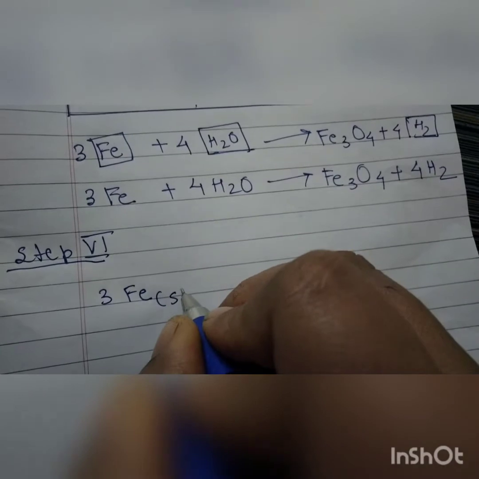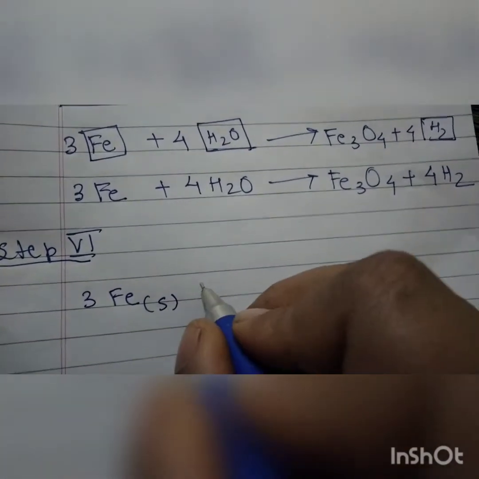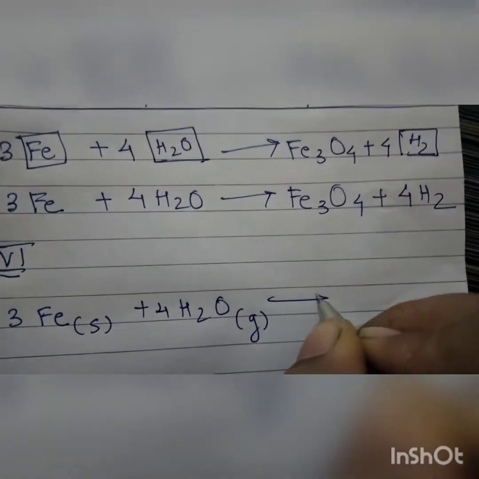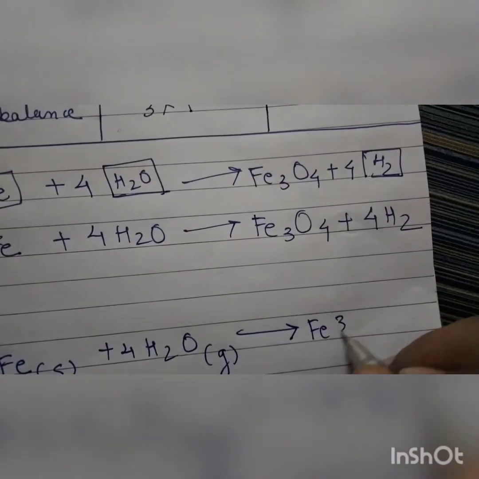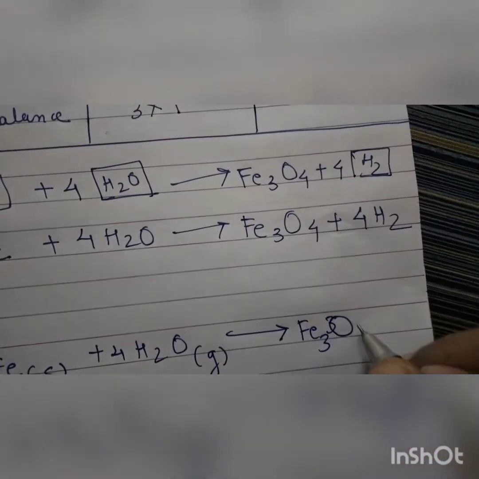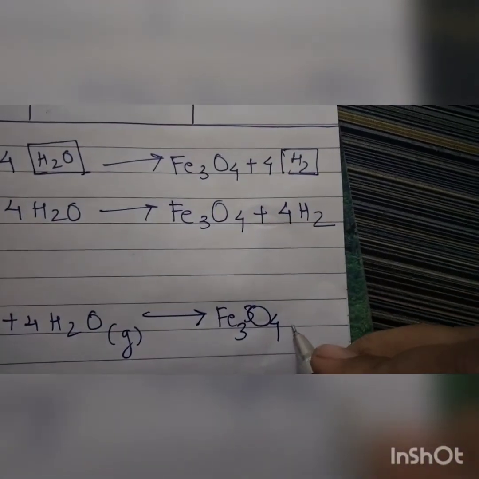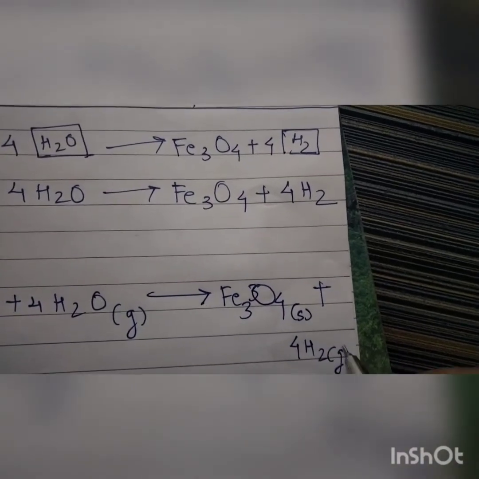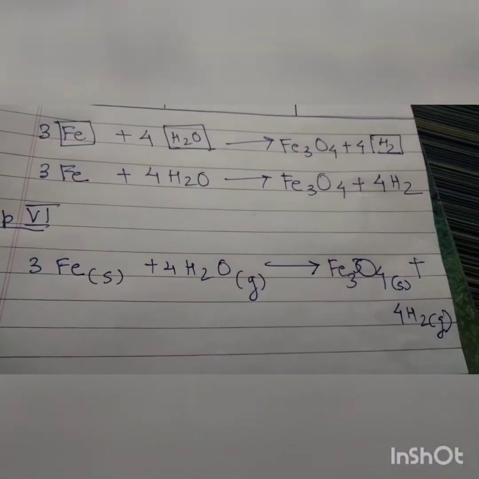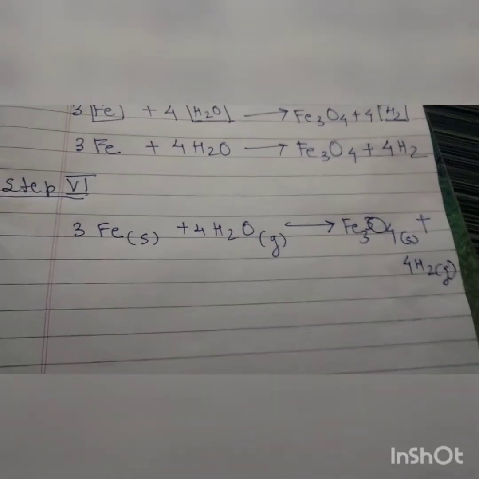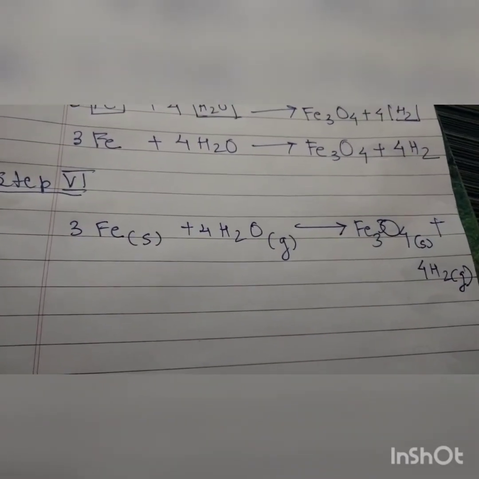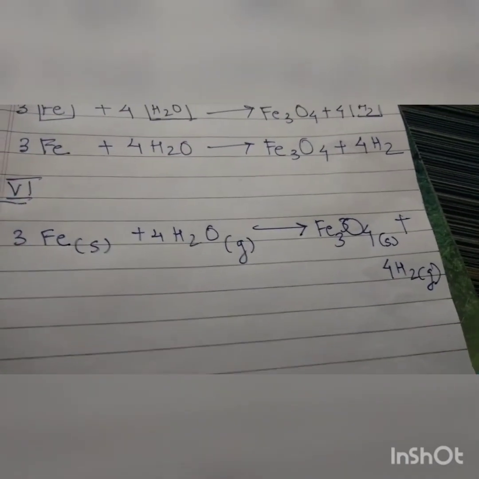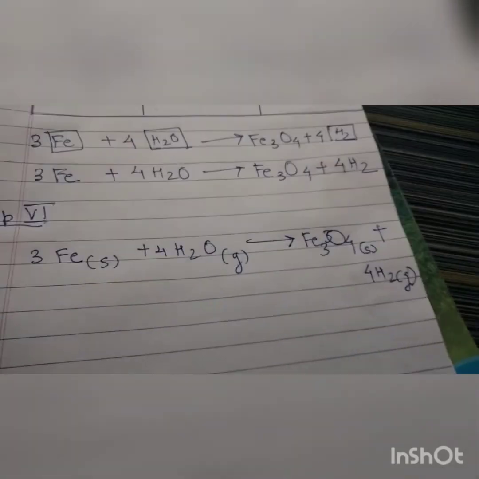3Fe solid. For solid I am writing small s, plus 4H2O. So this is in gaseous form. Then again Fe3O4. This is formed in solid, plus 4H2. This is in gaseous form. In this way, we can write small alphabets, we can write the states. Generally these states are not written in all the chemical reaction, but while balancing it you have to write it. So this is our balanced chemical equation, students.